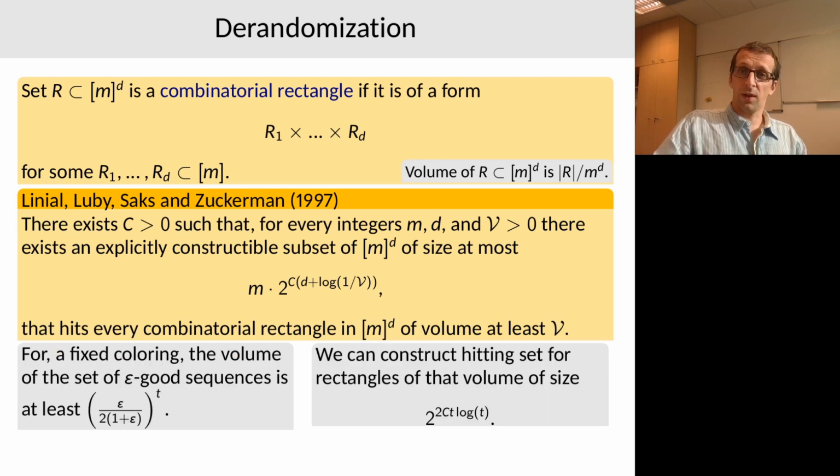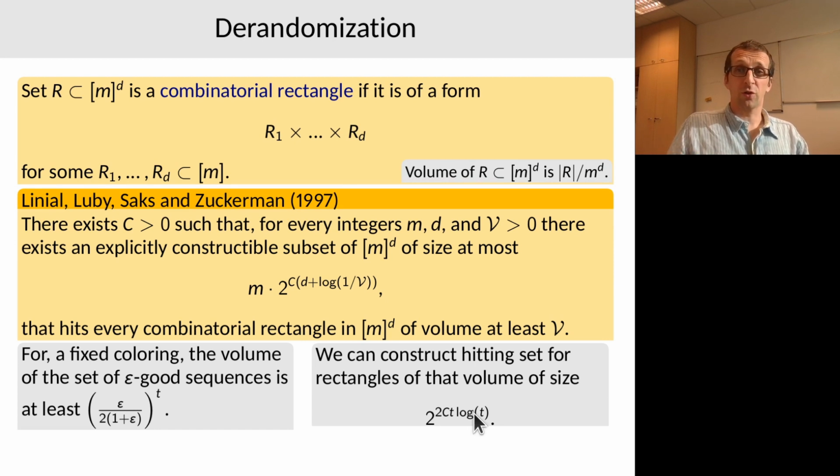In the case of our interests, for every consistently dominated coloring, the volume of the set of epsilon good sequences is at least that number. And if we want to hit every combinatorial rectangle of that volume, we can use the above construction to obtain a set of size roughly this, 2 to the something t log t.